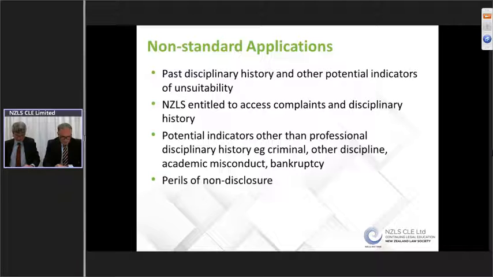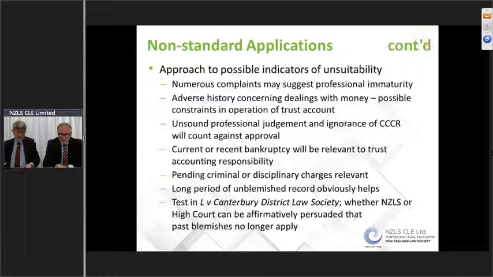Now, just how might these be relevant? Well, numerous complaints can suggest professional immaturity, adverse history relating to dealings with money, which would include perhaps distant past criminal convictions, subject, of course, to the Criminal Records Clean Slate Act. And so a situation like that might put the Law Society on inquiry to possibly requiring an undertaking, or that you not be permitted to operate a trust account.